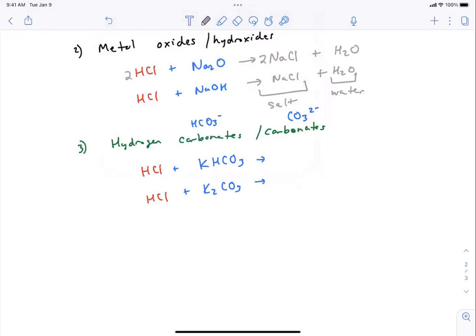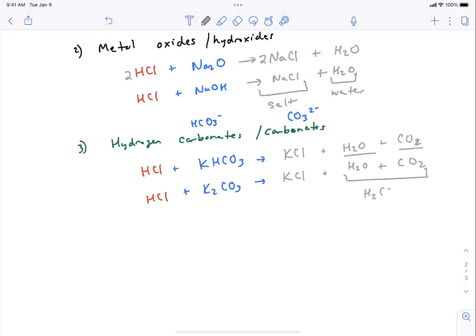And so while this is a double displacement reaction, you combine the K with the Cl, and they're both +1 and -1 charge respectively, so therefore it's a 1-to-1 ratio. The other product you would expect to be H2CO3, but what you have to know is that H2CO3 breaks up into water and carbon dioxide. And you are not awarded full credit if you write H2CO3 as your product.